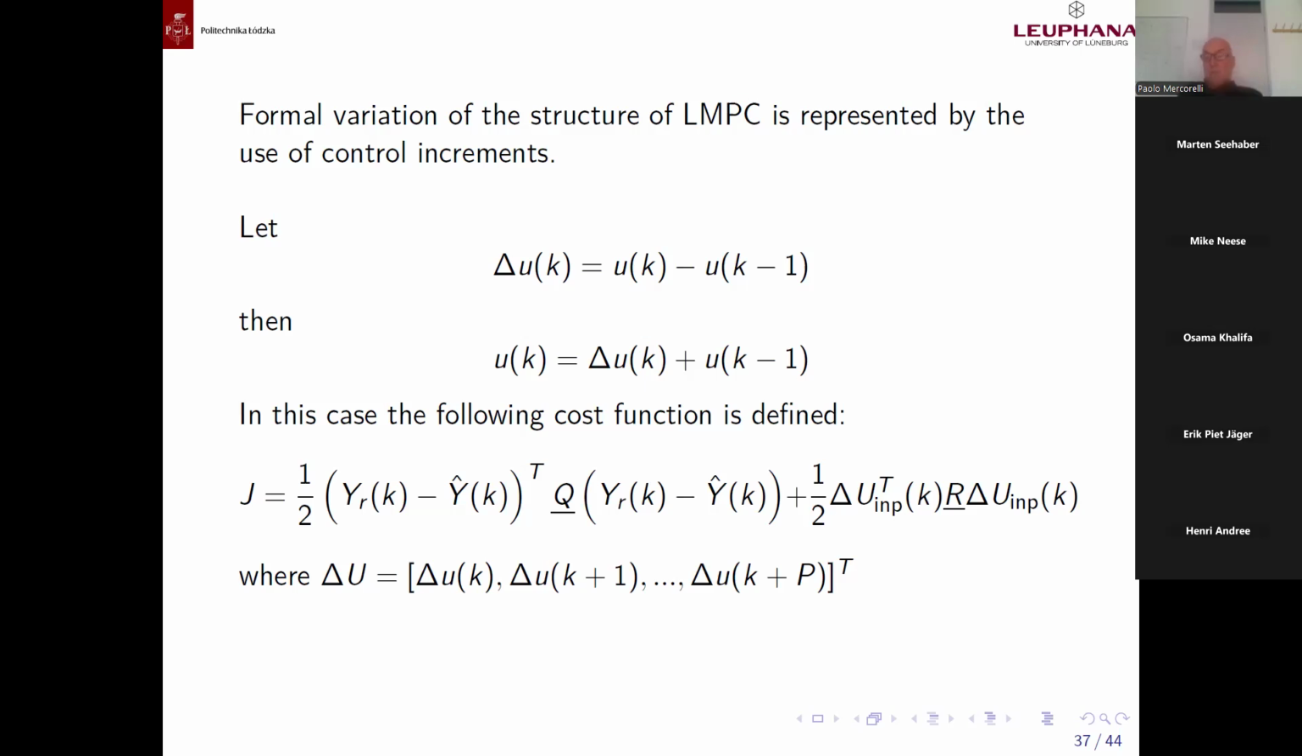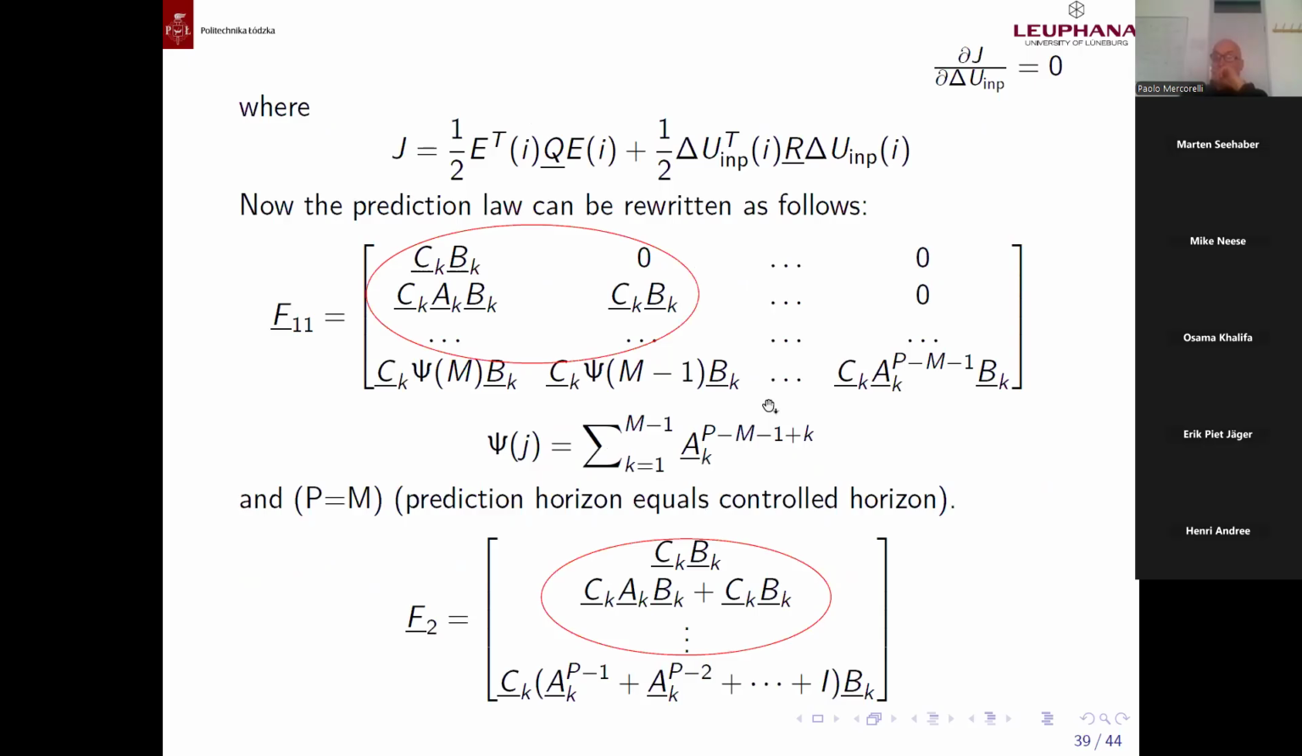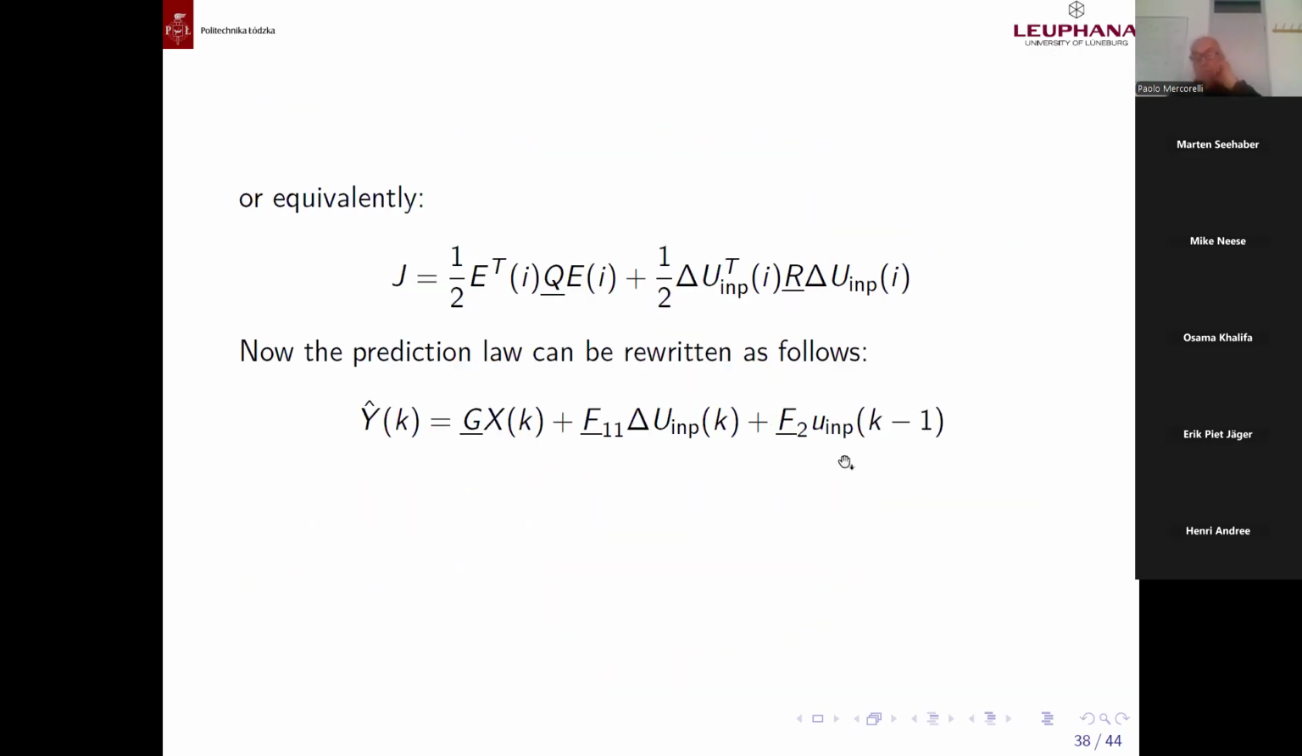Let me see if I forgot to say something. I don't think so. Here we have F11, which originally multiplied UK, and then we will multiply F2, this delta UK and UK minus 1. Therefore, this expression. The goal is always the same: in this case, to calculate the delta. And then when we have the delta, because we have U input K minus 1, we can calculate U input of K. Our goal is to have the actual input.